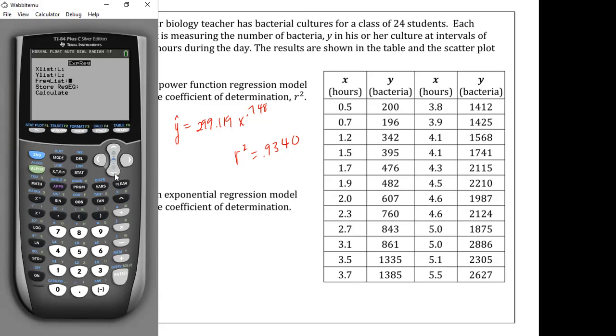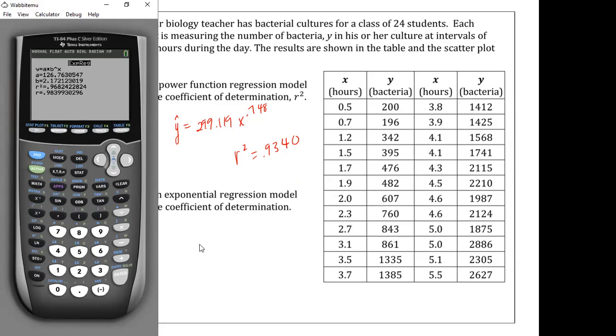Again, I like to store it. Do you have to store it? No, but it's good practice. And this time, this is my second model that I'm creating. Exponential. Go. And so then it writes it. I did exponential. Scroll down.